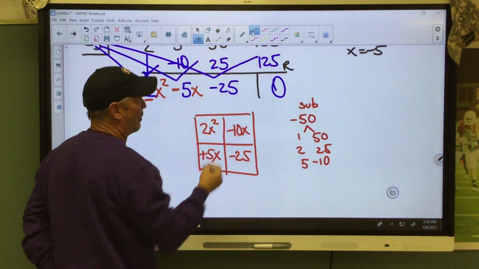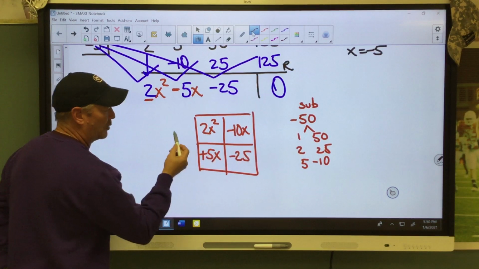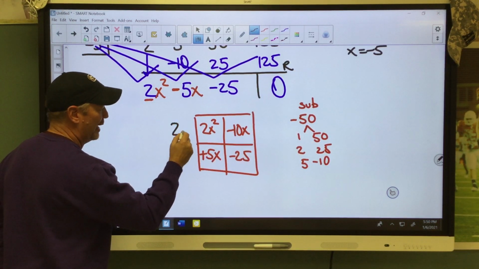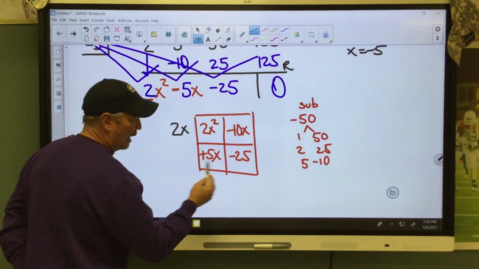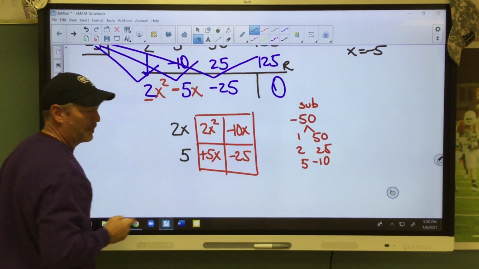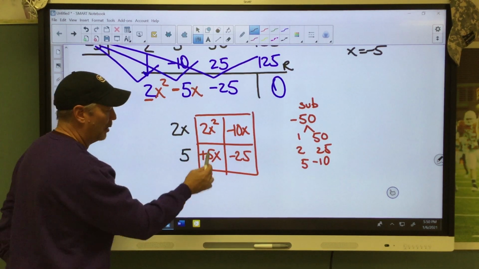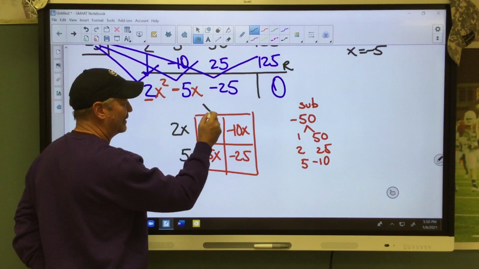We're going to look for common factors. What do they have in common? My greatest common factor would be a 2 and an x. My greatest common factor across the bottom will be a 5. What do we have in common going up and down? We have an x in common.